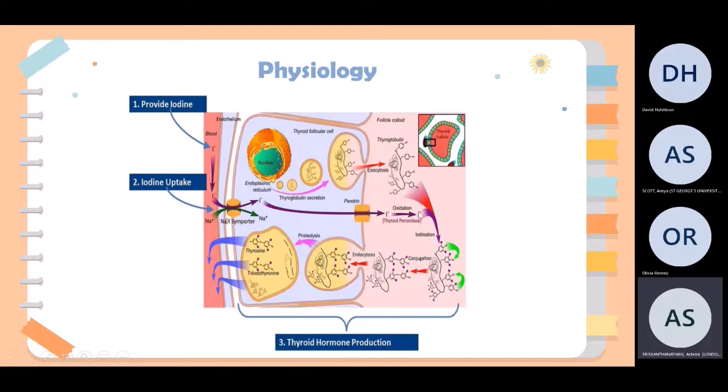And this is the form that then goes on to iodinate these tyrosine molecules, which are bundled up on the thyroglobulin here. These then fuse together to form your T3 and your T4. These are then endocytosed, and then enzymes in there break these apart to form your actual hormones.